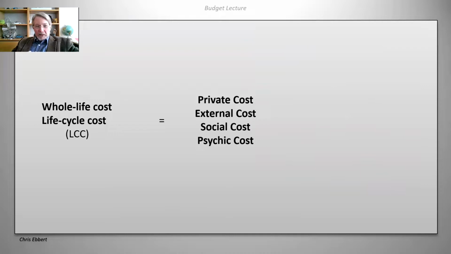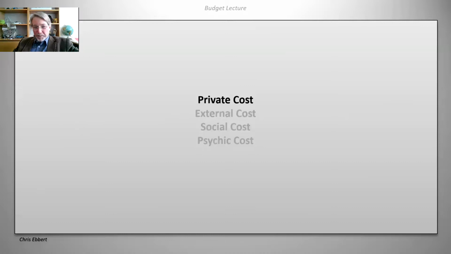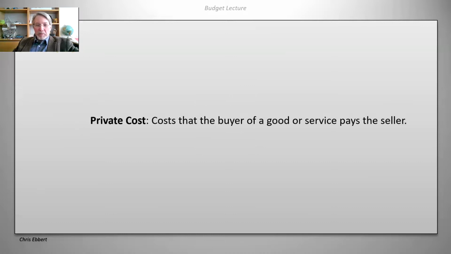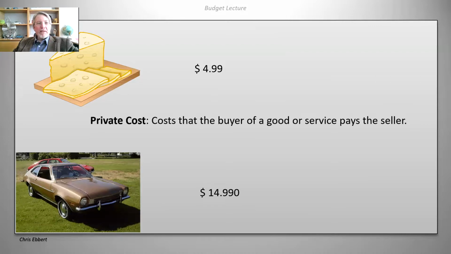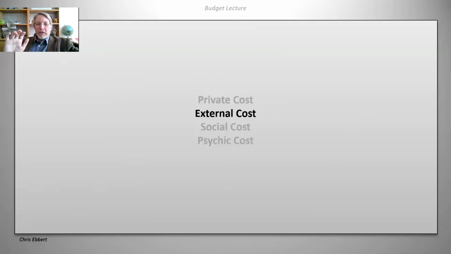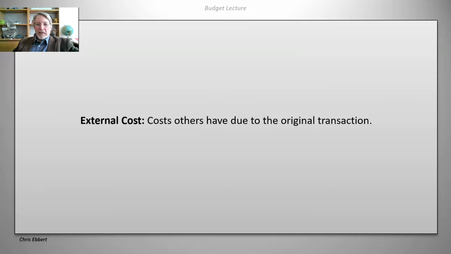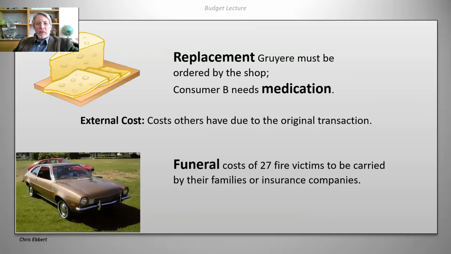So that leaves us to ponder these four words here that describe the whole life cost or the life cycle cost. And they are the private cost, the external cost, the social cost, and the mysteriously named psychic cost. The private cost is simply what you pay, and that's it. So that was the first scenario we saw, $4.99 for a piece of cheese. End of story. Then there's the external cost, which takes into account all sorts of other things that are part of this.